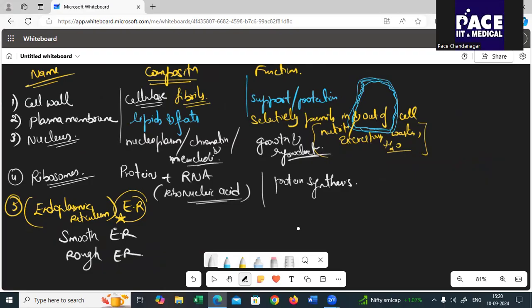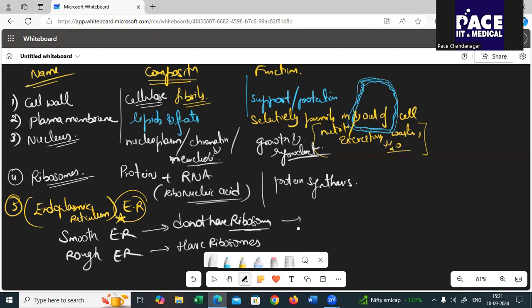Smooth endoplasmic reticulum does not have ribosomes. Rough endoplasmic reticulum has ribosomes. And ribosomes, what are they? Ribosomes are nothing but your protein synthesizing sites. They synthesize and generate proteins. Smooth ER does not have ribosomes. Then what are they responsible for?